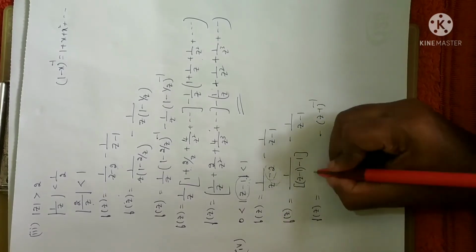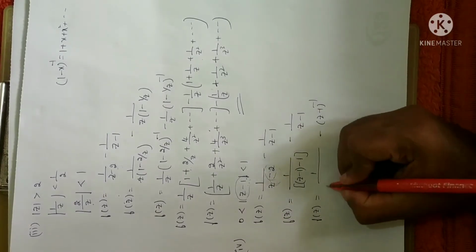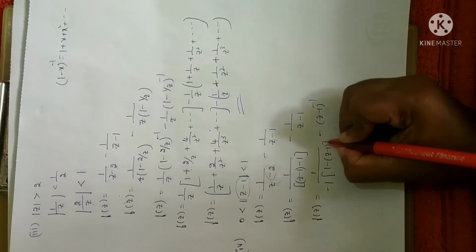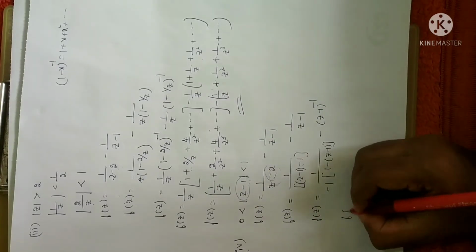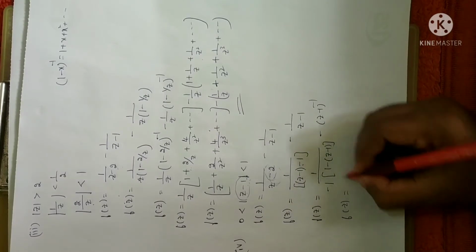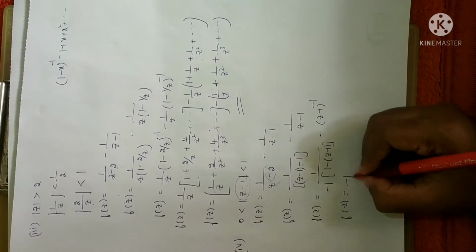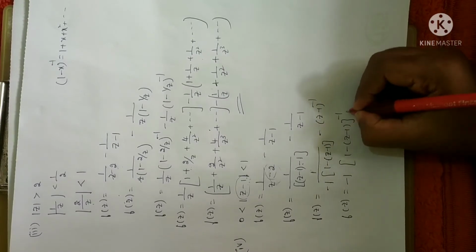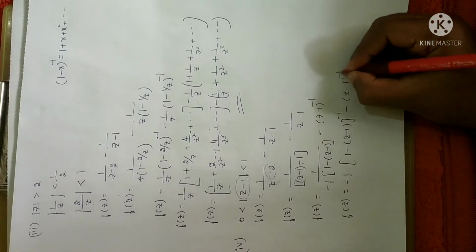So whereas the first term, let me simplify this. Let me take minus 1 as common term. So you will get 1 minus z minus 1. If you multiply minus inside, you will get back the previous step. So my f of z will be, 1 divided by minus 1 is minus 1. So 1 minus z minus 1 whole power of minus 1 minus z minus 1 whole power of minus 1.